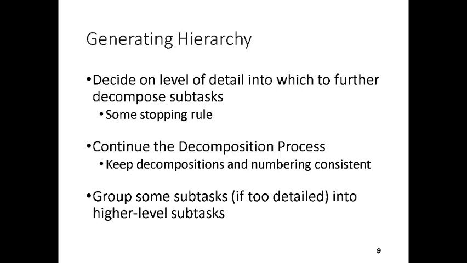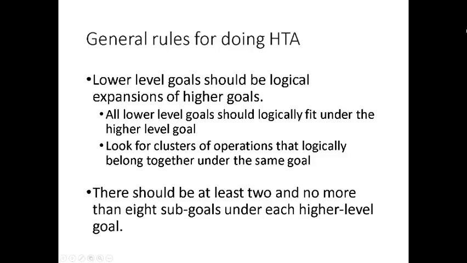Like I mentioned, usually we want to go breadth first and then get very detailed as we go into the subtasks. So those are the general rules for doing a hierarchical task analysis. Let's get into those stopping rules that I mentioned a couple of times so far. These are the main rules that you have to abide by. The lower level goals should be logical expansions of higher goals. So this just means that you'll never have a lower level rule sitting on top of a higher level rule. So the higher level goal goes at the top and the lower level rule goes underneath.